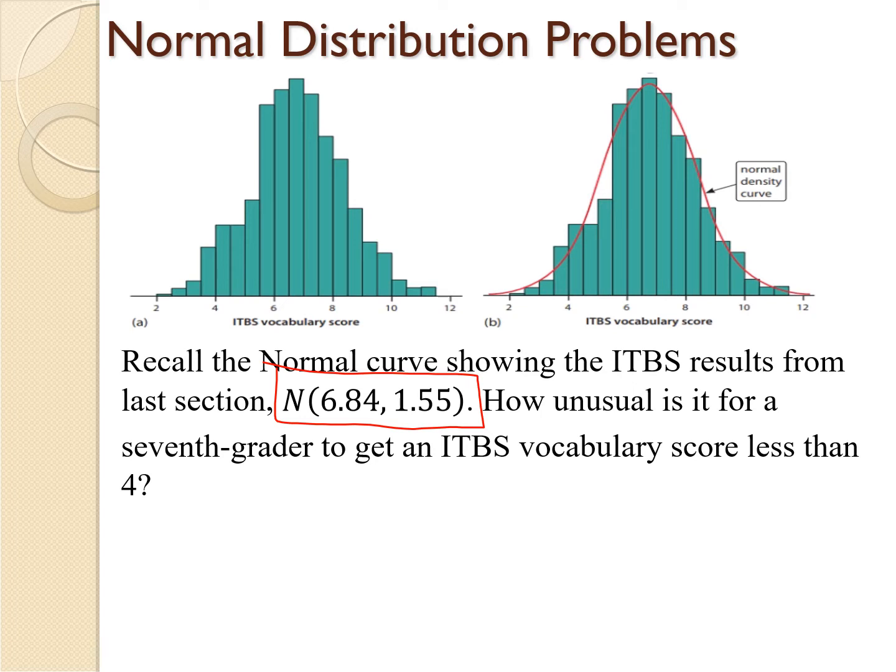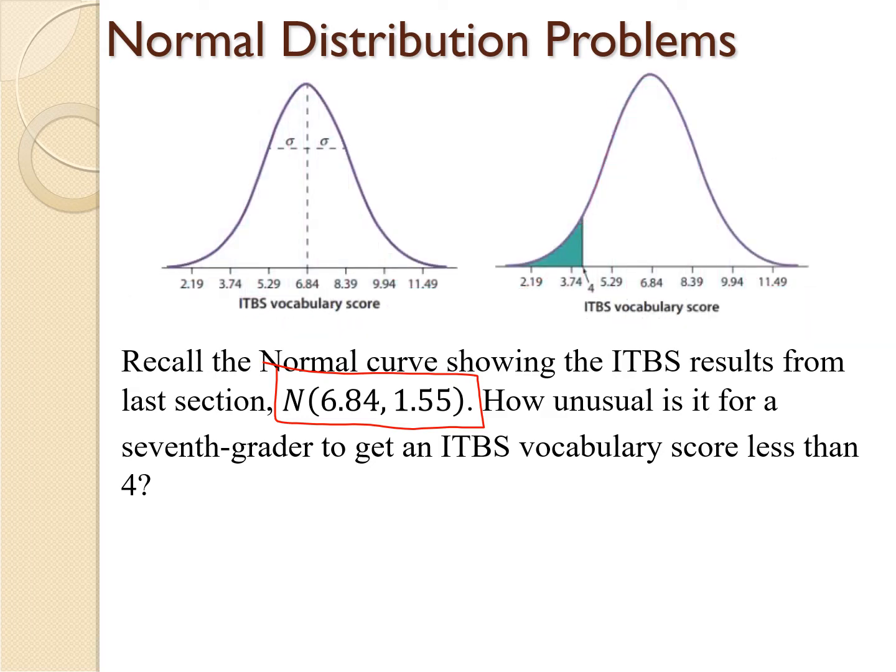And we're curious as to how unusual it is for a 7th grader to get a vocab score less than 4. Now, if we write it out with the empirical rule, we take the mean and put it right in the center. These three numbers on the right come from adding the standard deviation, 1.55, to the mean again and again, 3 times. On the left, it's the same thing, but we're subtracting 1.55 from the mean 3 times.